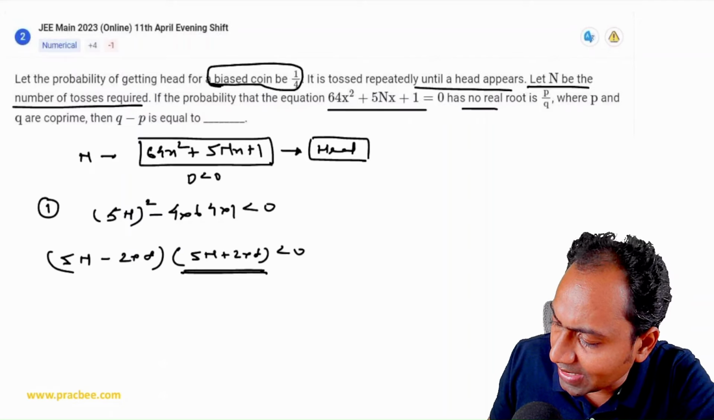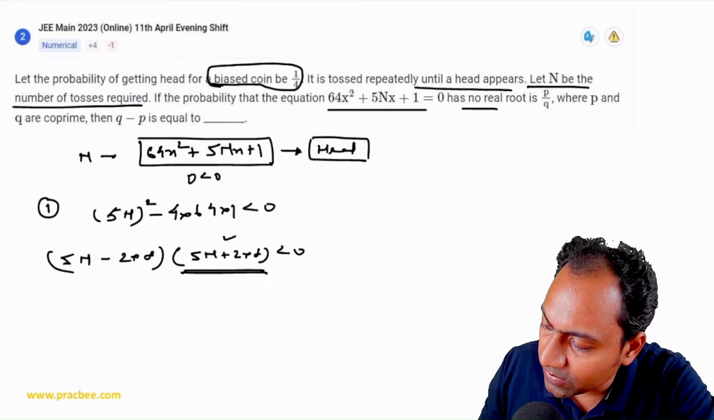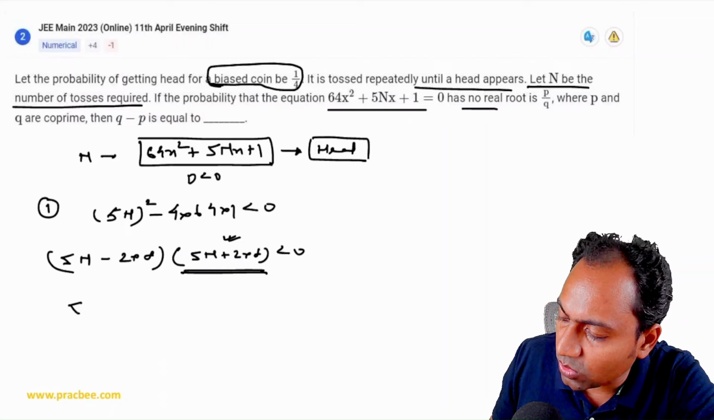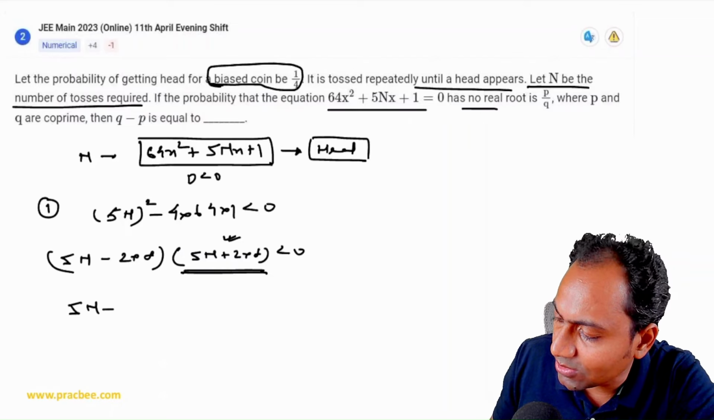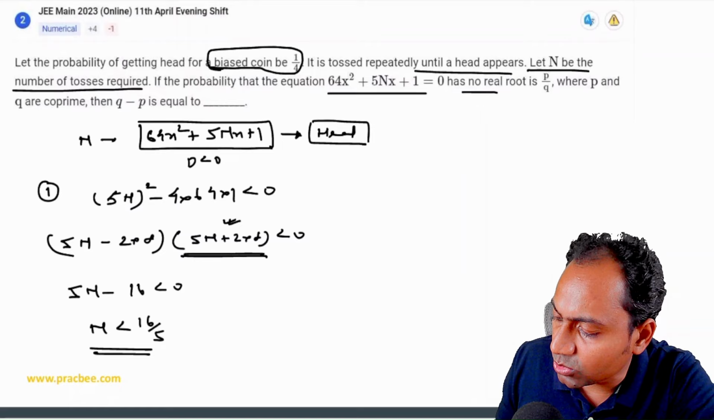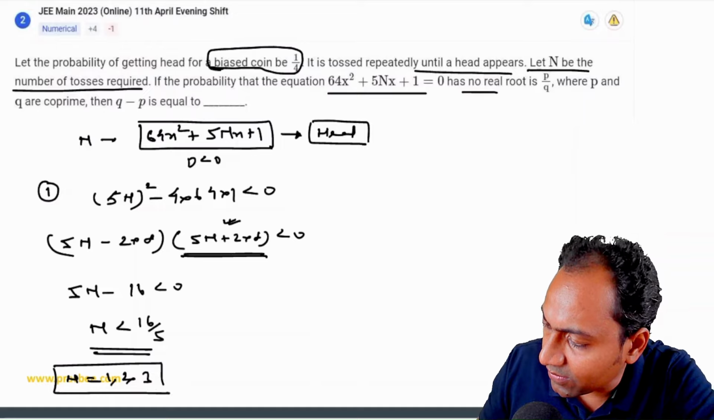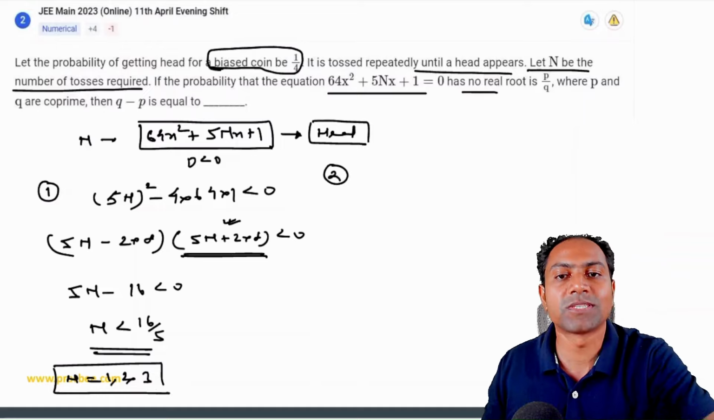Now see, n is the number of throws, so n is definitely a positive number. So the second term needs to be positive, and whatever answer we are going to get is going to come from the first part. So you can see that n is smaller than 16 by 5. So the possible values of n are nothing but 1, 2 and 3. From the first part we have got the values of n. Now let us move towards the second part.